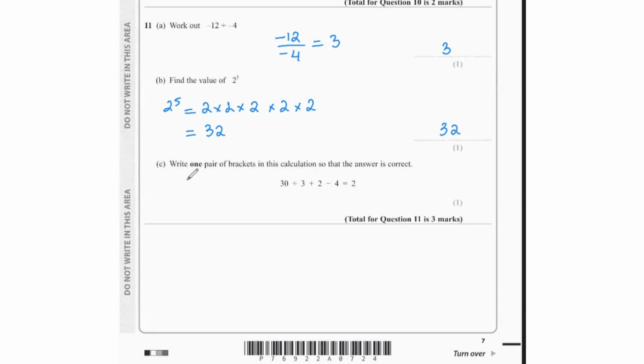Then it says write one pair of brackets in this calculation so that the number is correct. So we have to give the answer of 2 from this entire calculation. Our one pair of brackets will come around 3 plus 2. 3 plus 2 is 5. 30 divided by 5 is 6. 6 minus 4 is 2. So that's your answer.